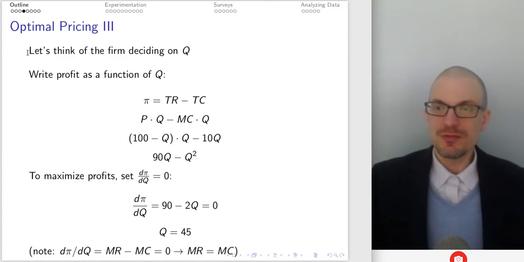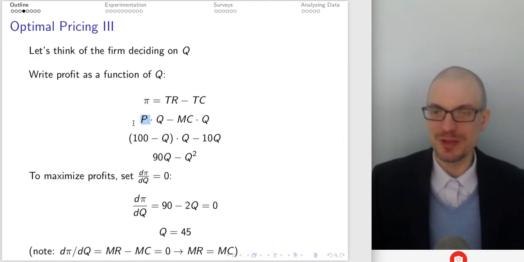All right, so let's think of the firm deciding on quantity, because this is our standard MR equals MC solution for the monopoly, right? So we have profit. Economists like to use pi for profit because we use P for price. Total revenue minus total cost, so price times quantity minus marginal cost times quantity. I've replaced price with price in terms of quantity, right? So now I've written profits only in terms of quantity. 100 minus Q, this is the inverse demand curve, times Q, and then minus 10Q. If I distribute this and then subtract off this 10Q, collect like terms, 100Q minus 10Q is 90Q.